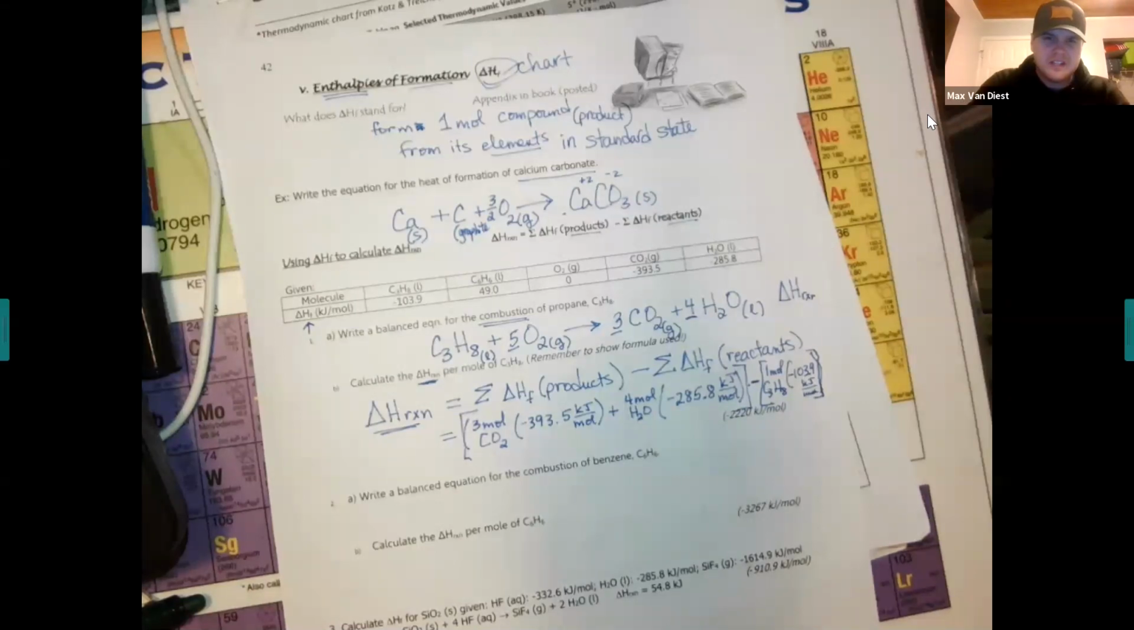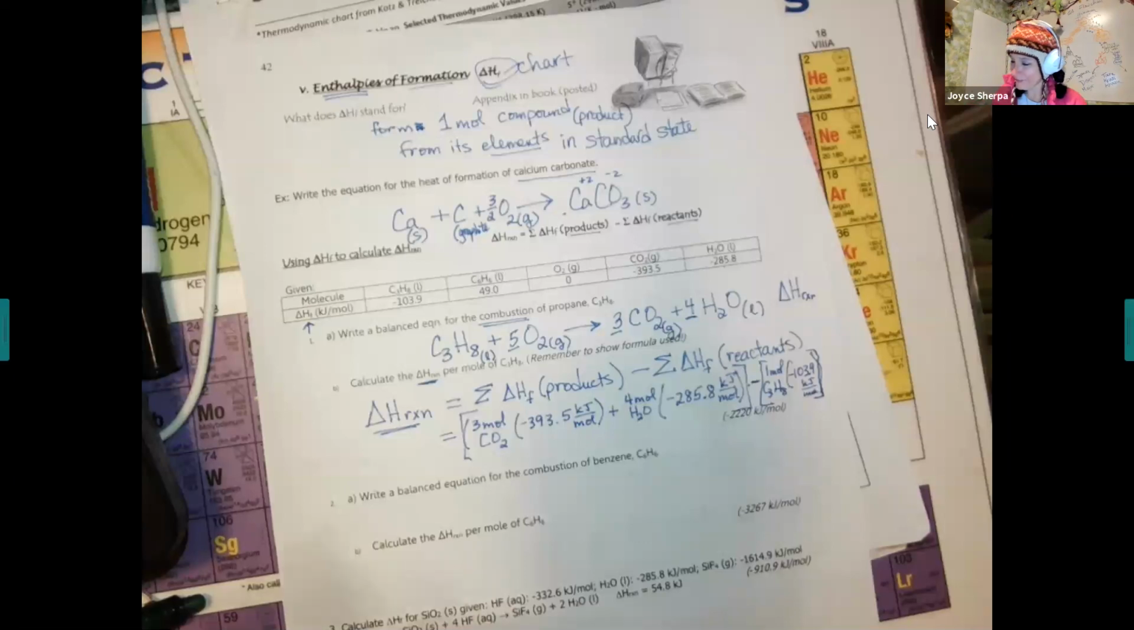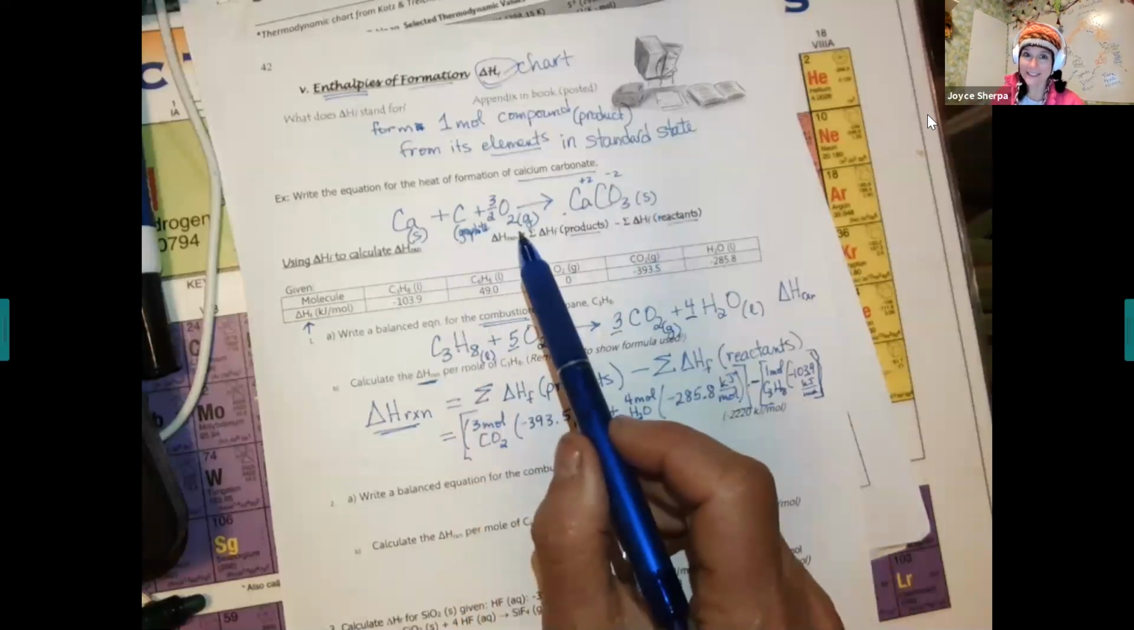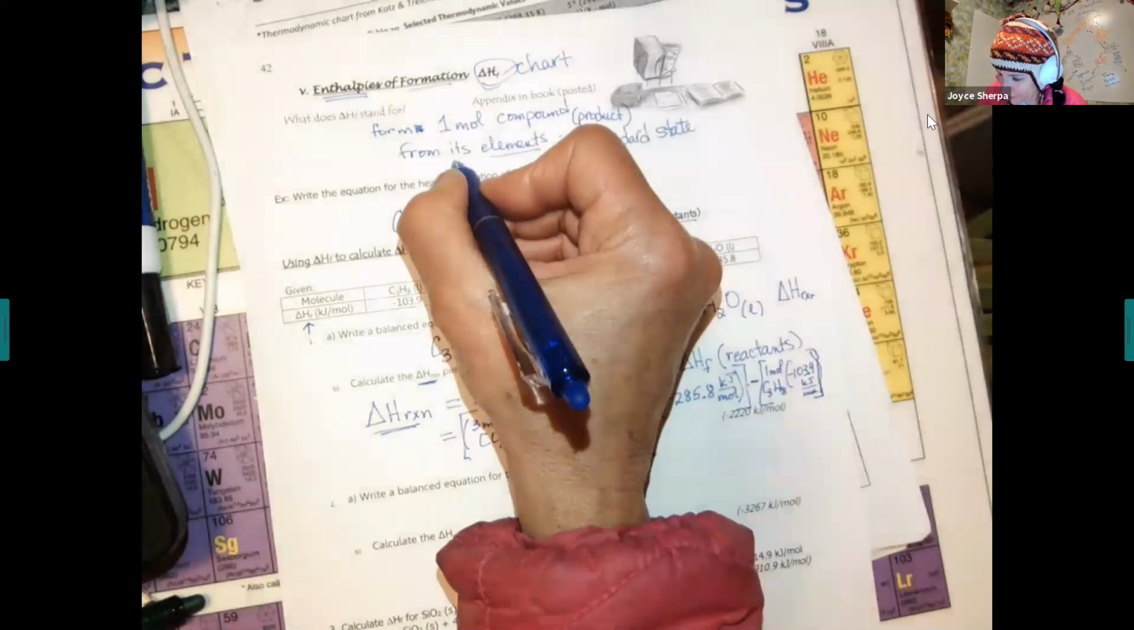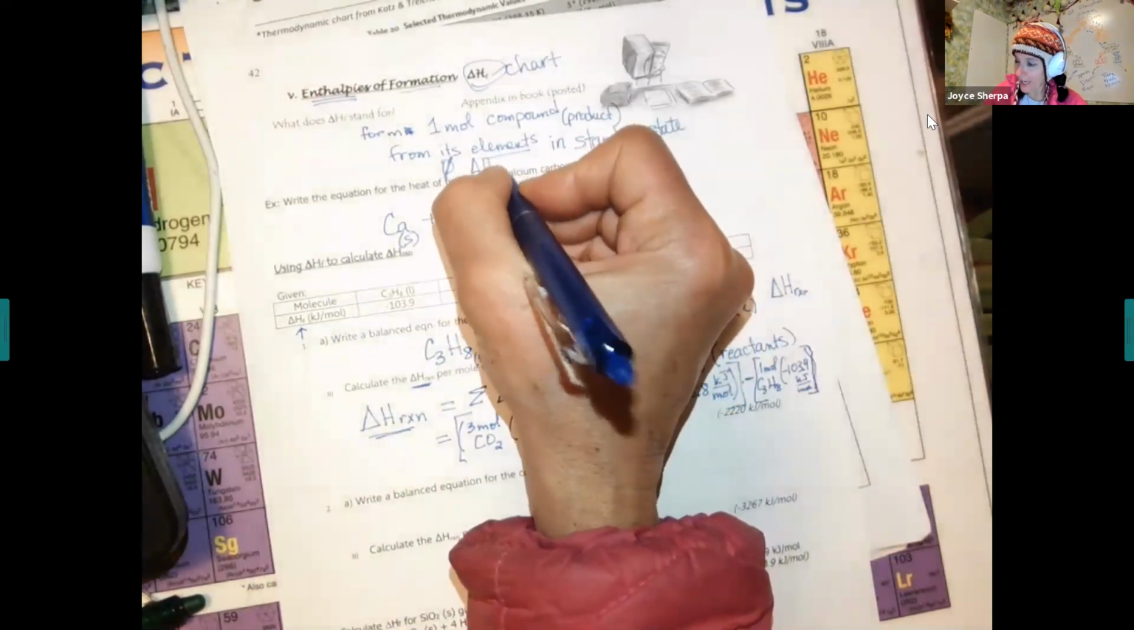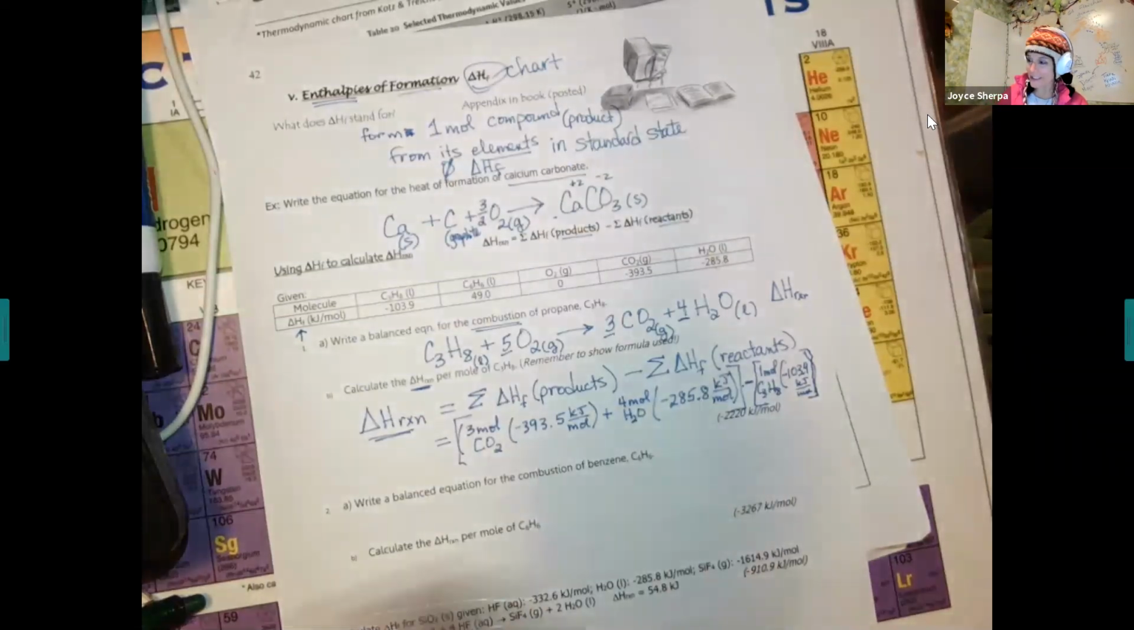Because in its standard state it's 0, so you're just adding nothing. Elements are not compounds, so there's nothing needed to form them. Elements are 0 delta H of formation. Again, that is only when they're in their standard state.